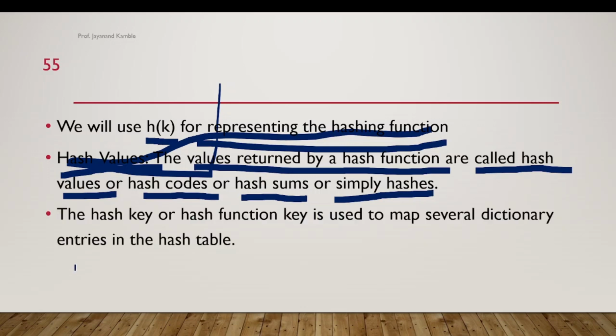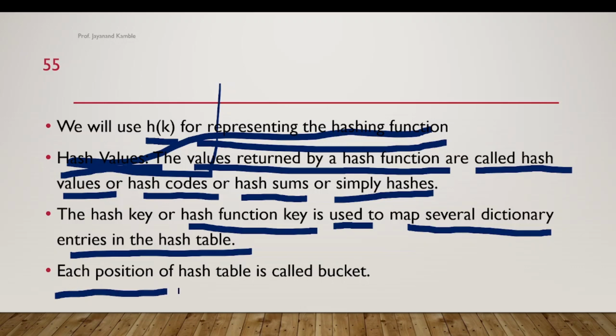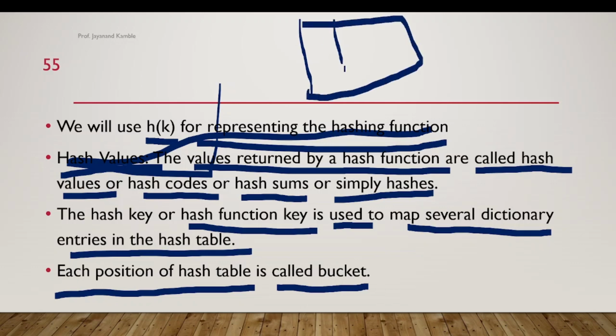The hash key, or after applying the hash function, whatever key we are returning, that key is used to map several dictionary entries in the hash table. How it is done, we will see. Each position of the hash table is called a bucket. Now see here, this is my hash table, this is my indexes, and the second column is the values.